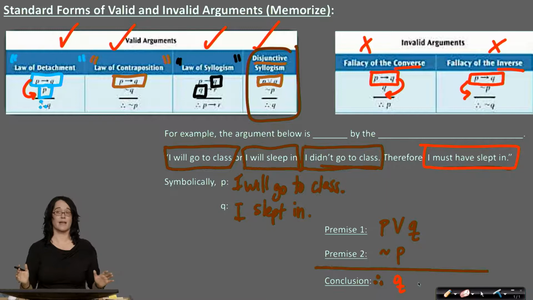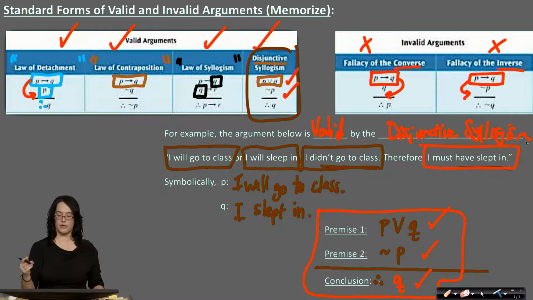Now, if I can recognize that this is the standard form of one of the 6 above, then I already know that this argument is valid or invalid without having to do a truth table. But you're welcome to try a truth table just for practice. So in this case, premise 1 seems to match here. Premise 2 matches as well, and the conclusion matches. So I would say that this argument is valid by the disjunctive syllogism, standard form.